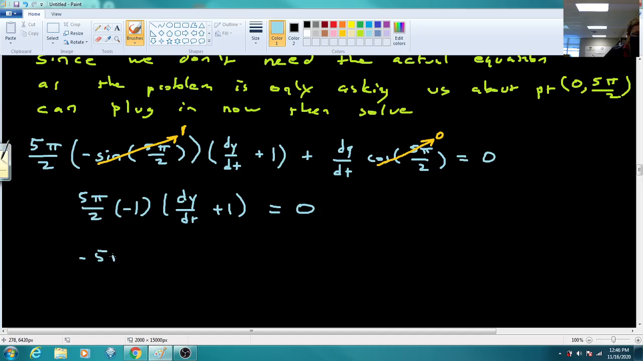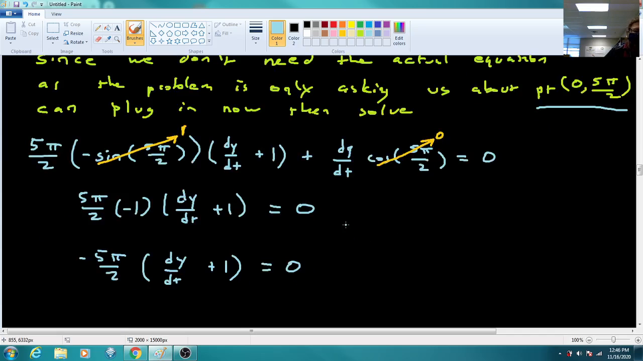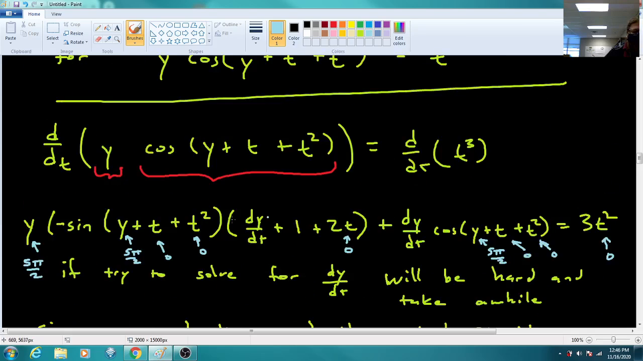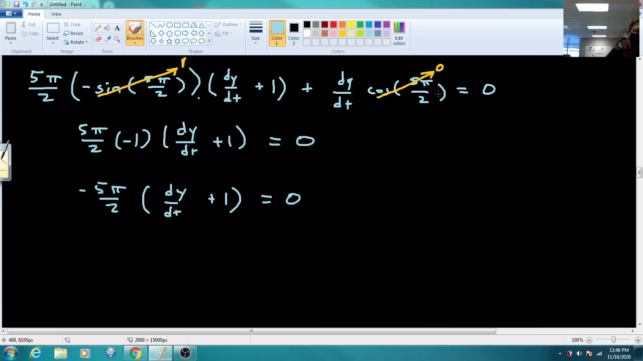Again, if you needed the equation at this point, you'd need to go back to the original statement before we plugged in and solve from there. Since with this particular problem we were only curious about what was going on at this point right here, that allowed us to plug in and simplify rather than taking this whole mess and trying to get the dy dt isolated. We plugged in the numbers and a lot of stuff is cleaning up and our equation is becoming a lot easier to deal with.